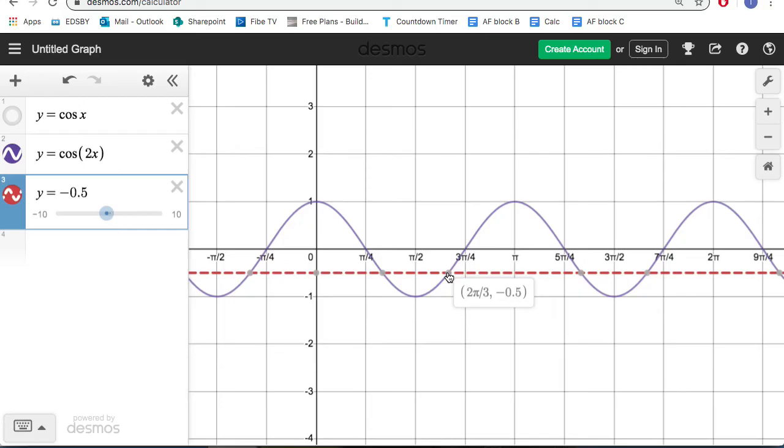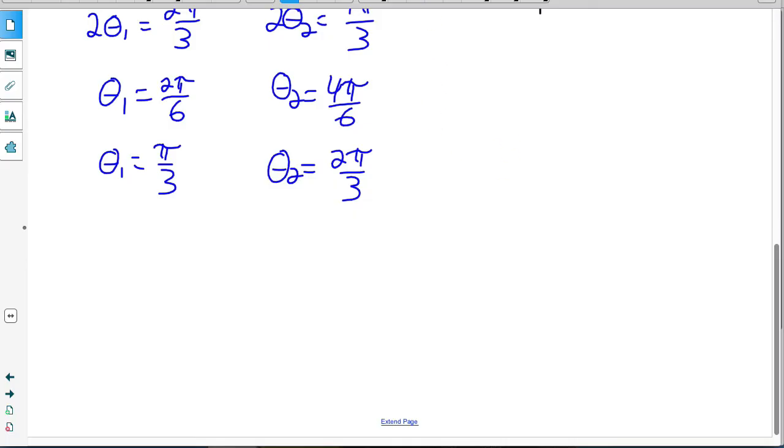But notice this function does 1 cycle and another full cycle between 0 and 2 pi. So we also now need to get these two answers over here. There are 2 more places between 0 and 2 pi where the cosine of 2x function is equal to negative 0.5. So we take these two answers, add the period to them, and it gives us these two answers. So let's go ahead and do that. Let me just summarize here what I just showed you in Desmos.